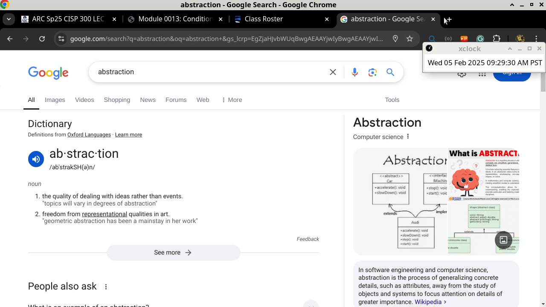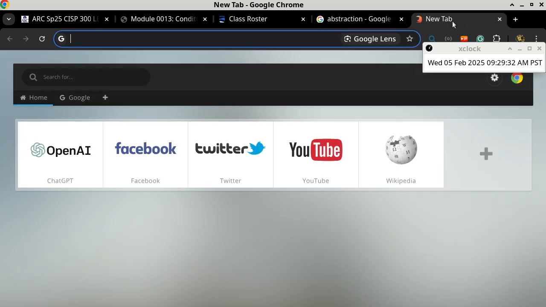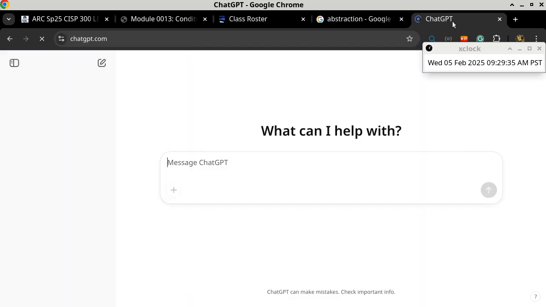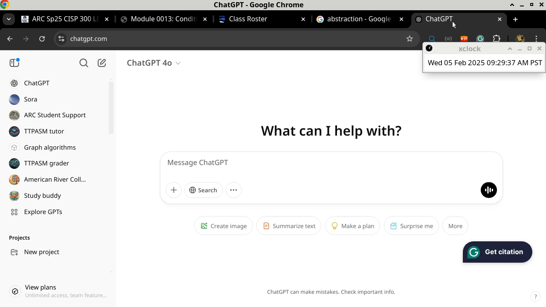So now we can also ask ChatGPT. I don't hide the fact that I sometimes use ChatGPT because it is an interactive way to inquire about something. I think some of your other professors, especially in, let's say, history or English writing, may say, oh, don't use ChatGPT. Well, it depends on how you use ChatGPT.